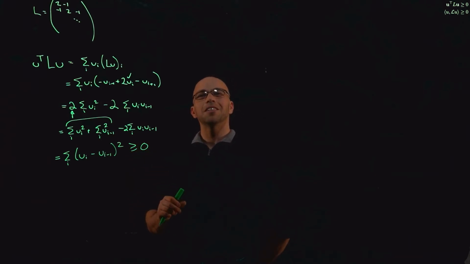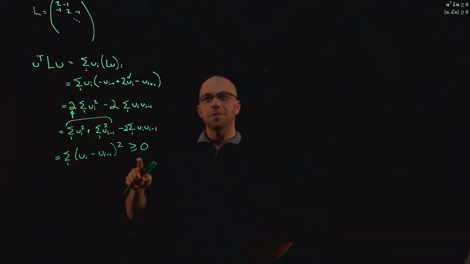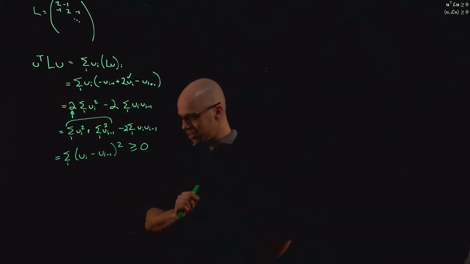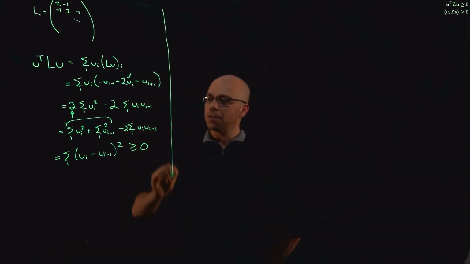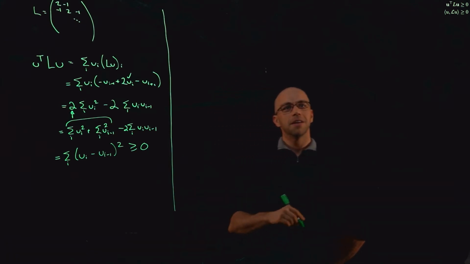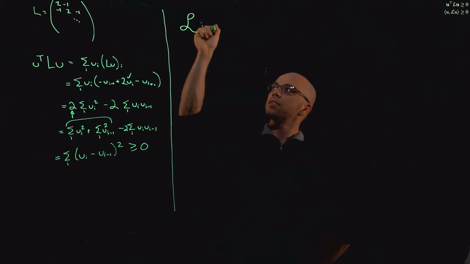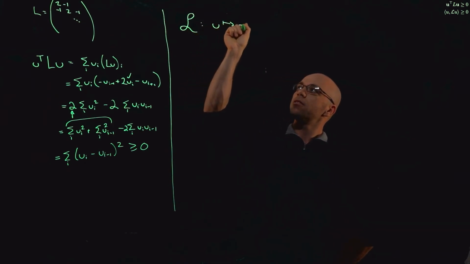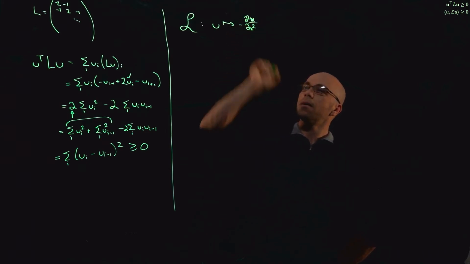Okay, so essentially what we showed is that L is a positive semi-definite matrix, which is what we wanted to show. Now, this is our finite dimensional case, and in parallel with that, we can do the infinite dimensional version. Remember that cursive L takes a function u and maps it to minus the second derivative, minus d squared u dx squared.